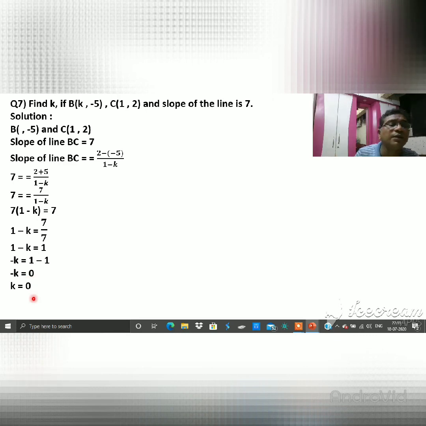Okay. If anyone has doubts here, then see, 7 times 1 is 7. Here it is solved in this way: 7 times 1 you get 7. Then 7 into k, what do you get? 7k. So here 7 and 7 cancel, 1 and 0 you are getting. So k is equal to 0.